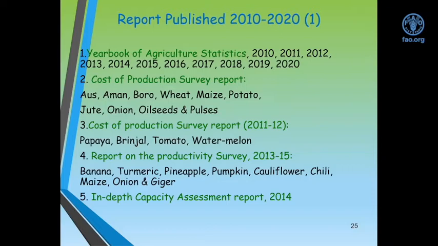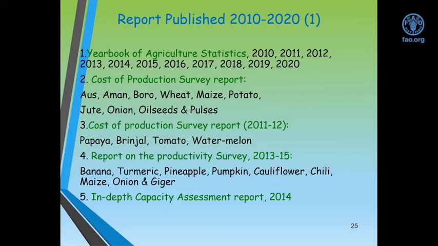And now is our report 2010 to 2020. BBS Agriculture Wing publishes the Yearbook of Agriculture Statistics every year. The first production survey was conducted in 2009-10 for 10 crops. Next, the first production survey 2011-12.